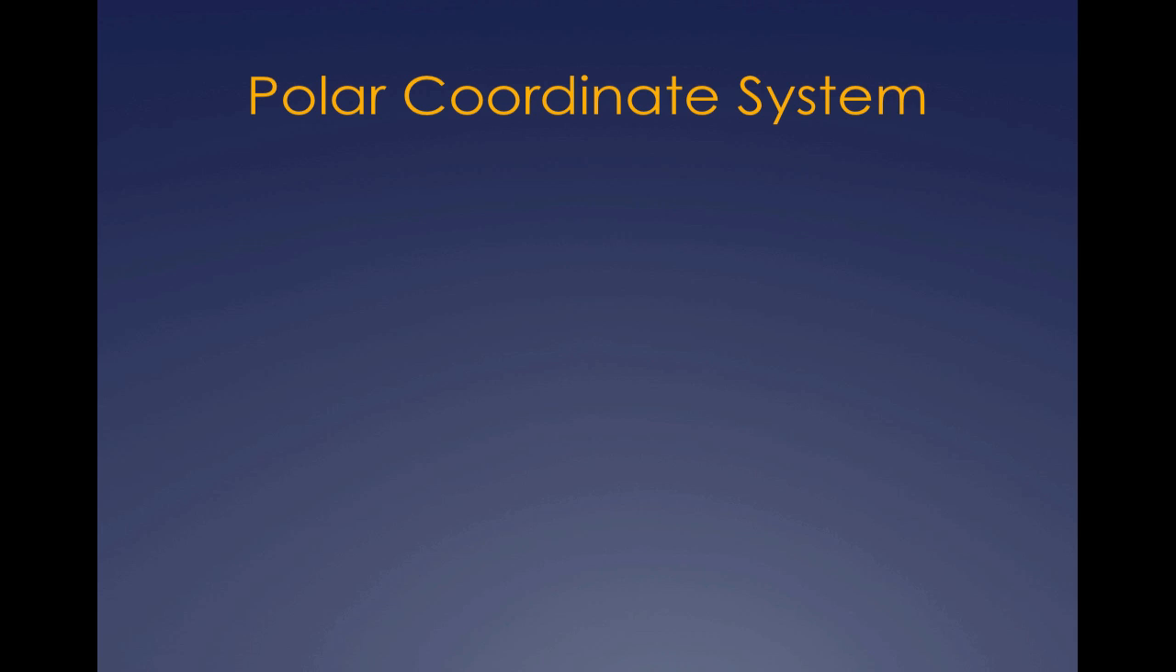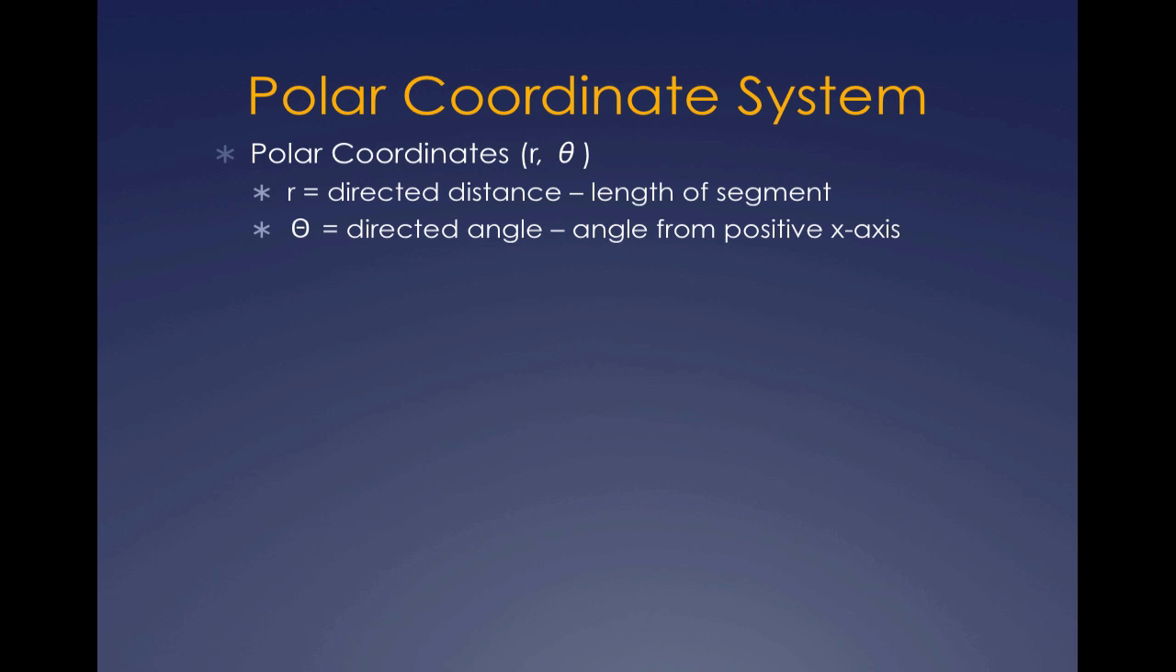I want you to think of a coordinate system like you're used to, where you've got a point and you plot that point using the x distance that is over horizontally and the y distance that is up or down vertically. So think about that system. Now we're going to talk about the polar coordinate system.